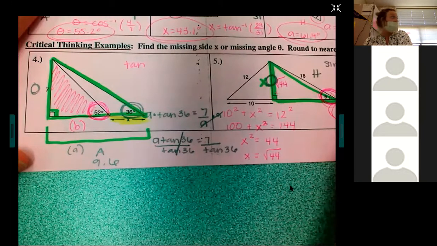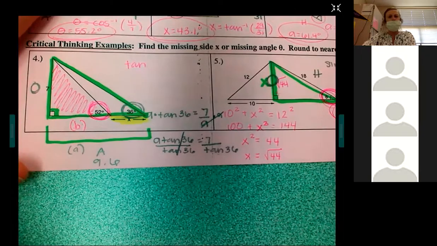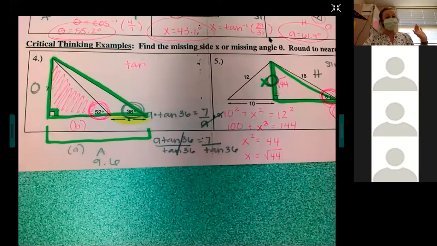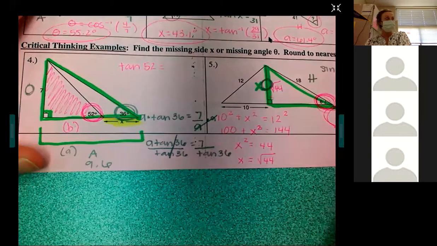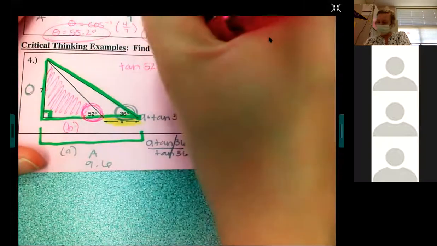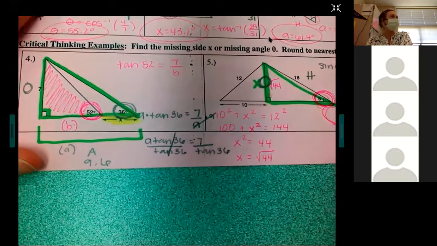I know this is different. Some of y'all have really big eyes or like scrunchy eyebrows right now, so I need you to ask me a question. Who did I lose? I'm going to pause for a second. All right, I'm going to keep going then. Tangent of 52 would equal what? Good job. 7 over B, and we want to solve for B, so how do I do that?